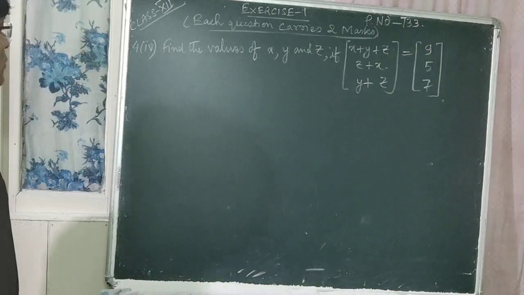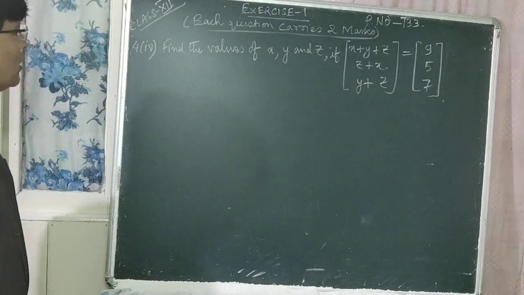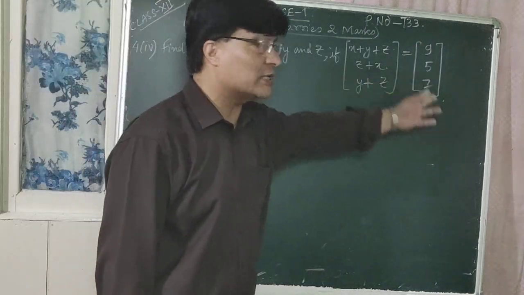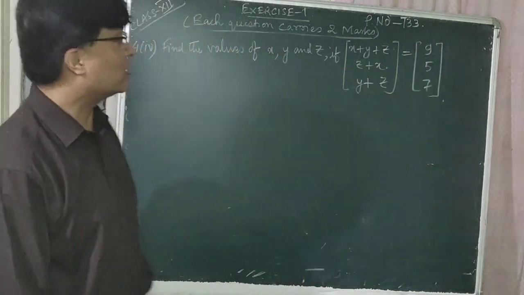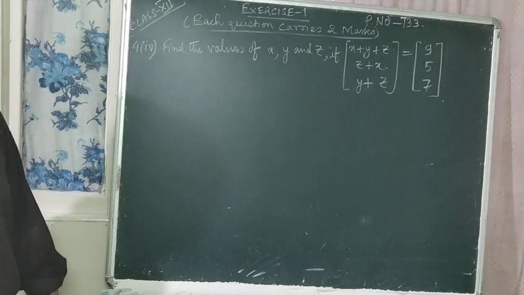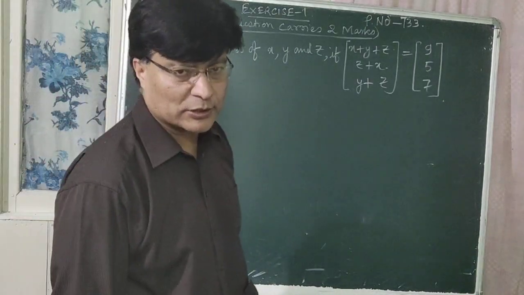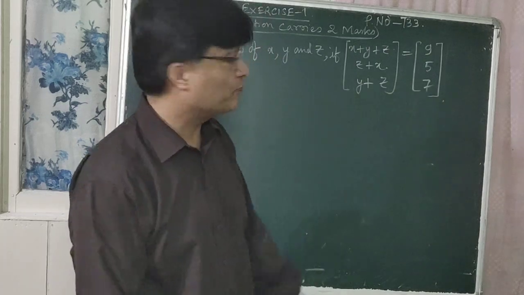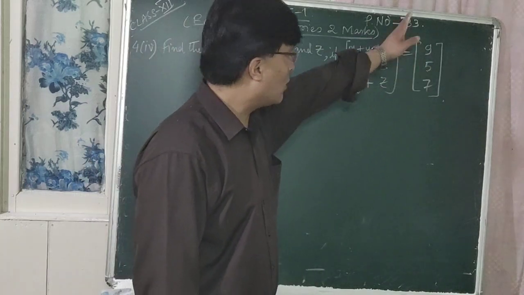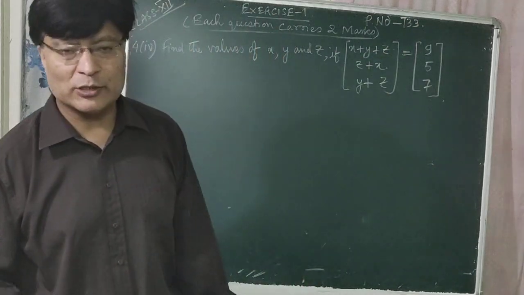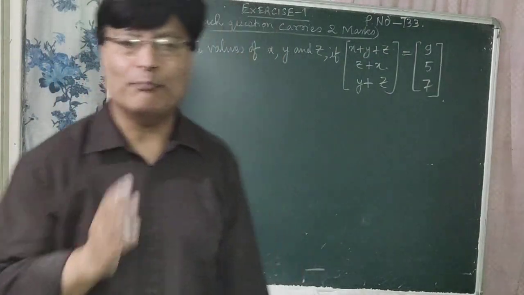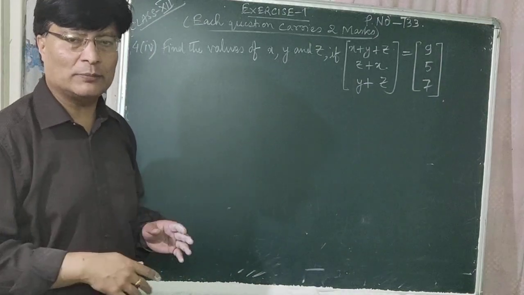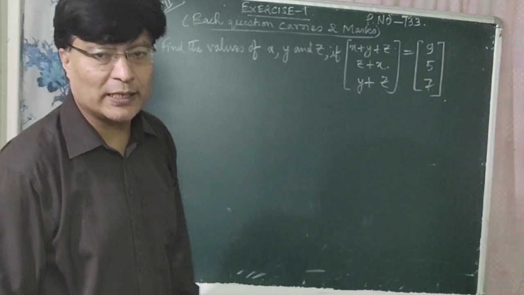Now we'll do the next question, that is number 4. You have to find out the values of x, y and z if these two matrices are equal. On the left hand side a matrix is given, that matrix is known as the column matrix because only one column is there. This is three rows and one column. On the right hand side also there is one column, that is also a 3 cross 1 matrix. So both are of the same order and they are equal, and their corresponding elements must be equal.